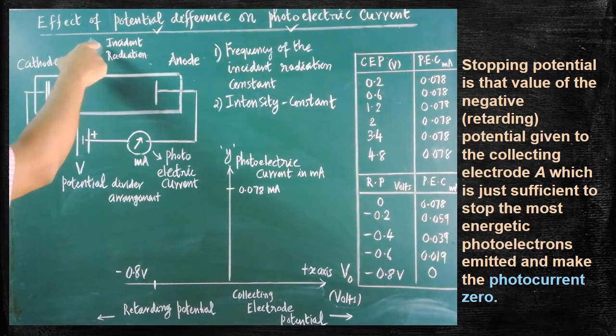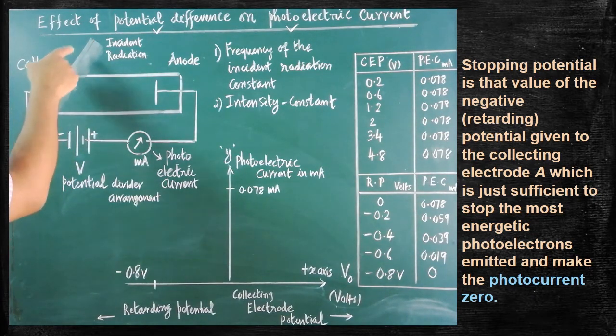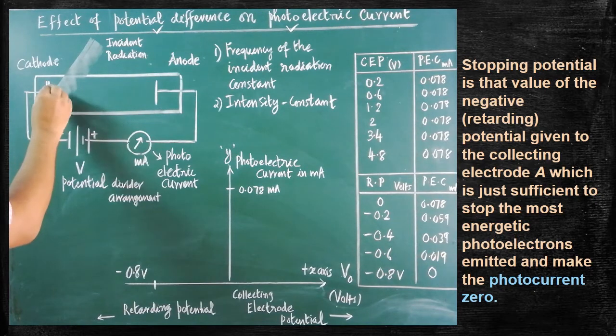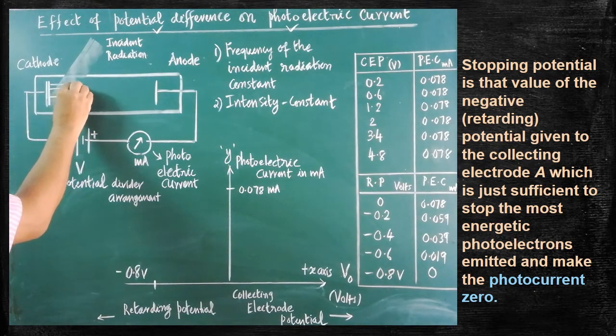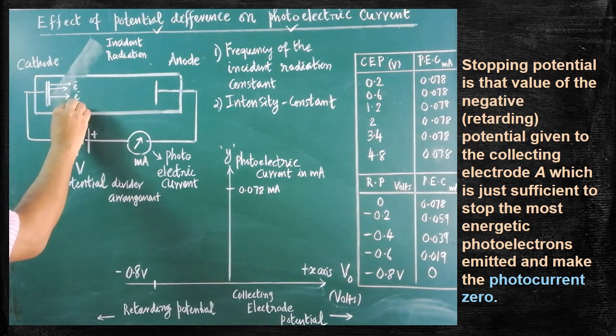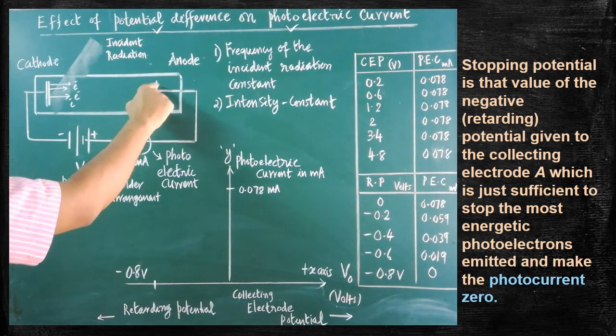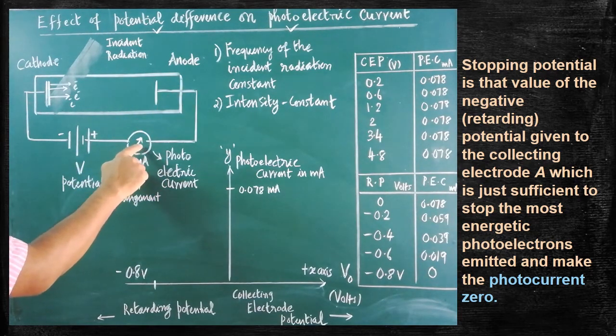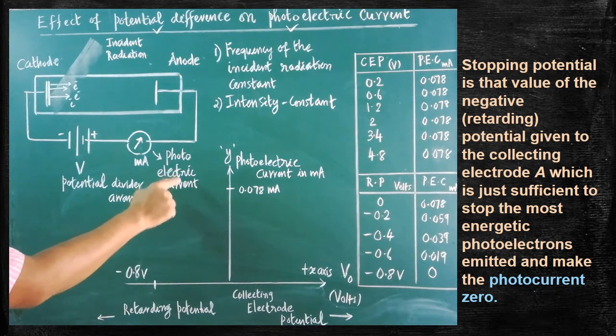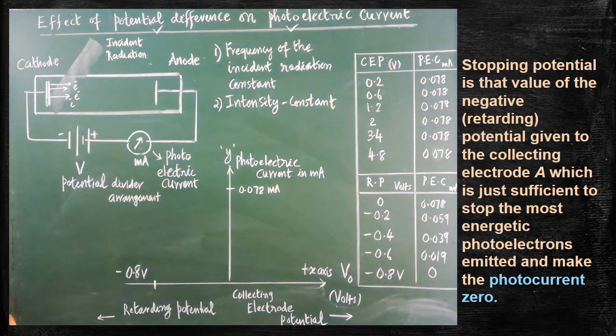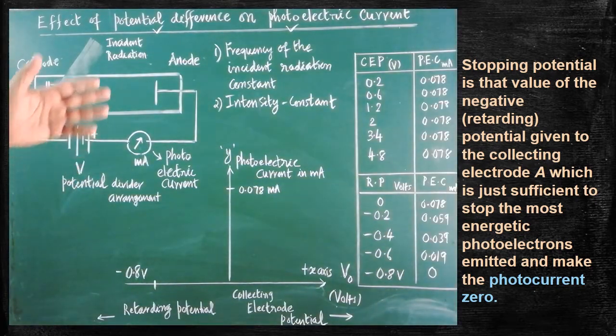Whenever any appropriate radiation with appropriate frequency is made to incident on the sodium metal or any other metal, what will happen? Electrons will be ejected from the metal surface. These electrons are called photoelectrons. When they reach the anode, the flow of photoelectrons constitutes a current. That current is called photoelectric current. Already I have explained all the basic ideas about the photoelectric effect. Now look at the tabular column and other important things.